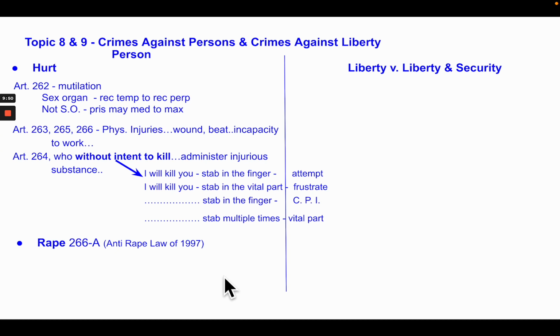All right, now let's go to the Anti-Rape Law of 1997.